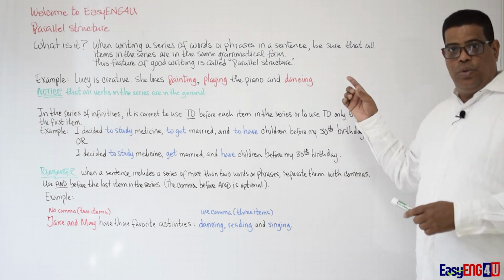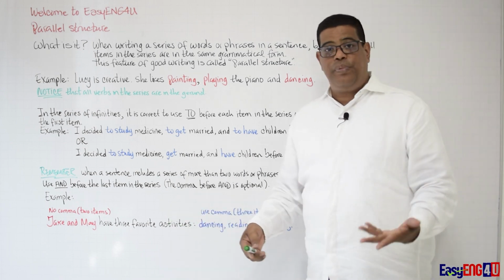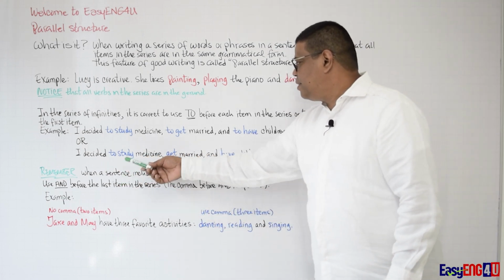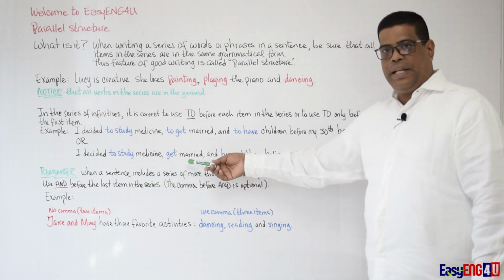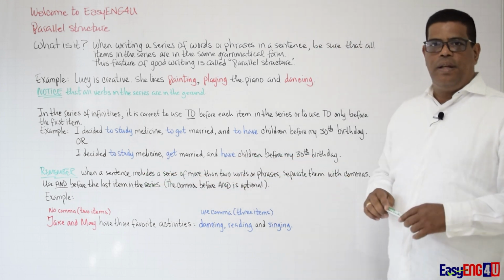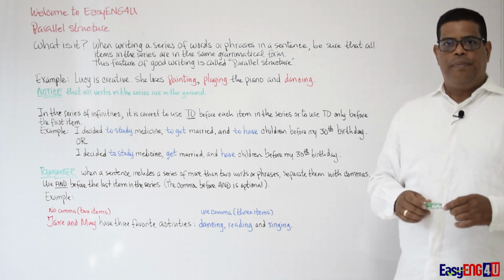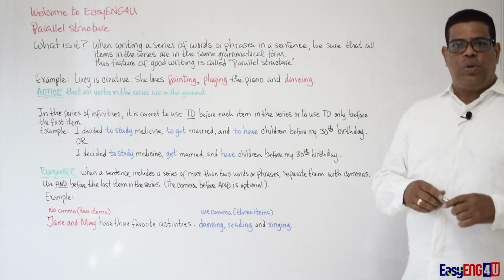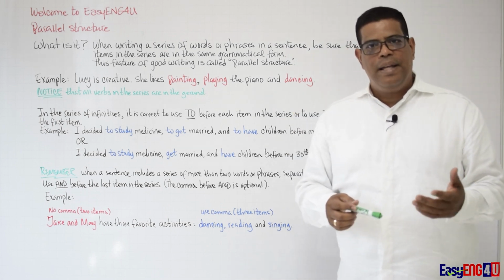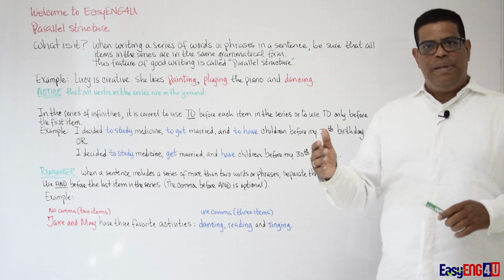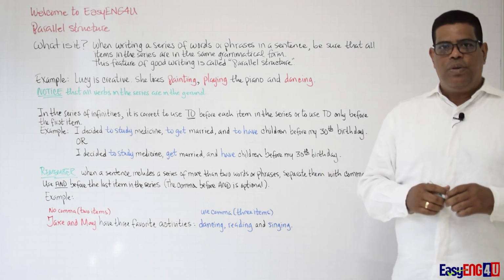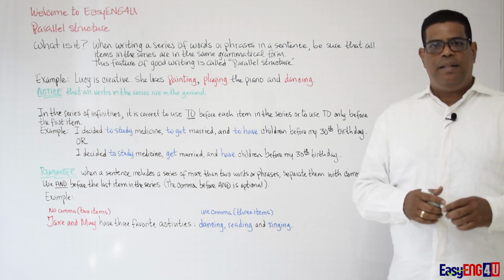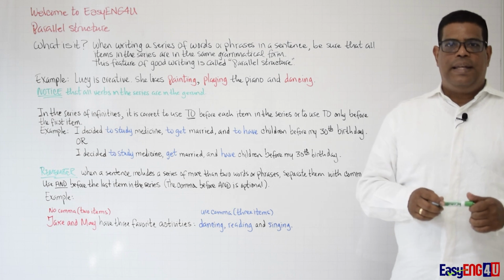Now, I can do this, or if I prefer, I can do it the other way. I decided to study medicine, get married, and have children before my 30th birthday. Both forms are correct in English, and this is what we call parallel structures. And that's why many students continue making mistakes in English, okay? Because they don't take into consideration parallel structures or parallelism in English.